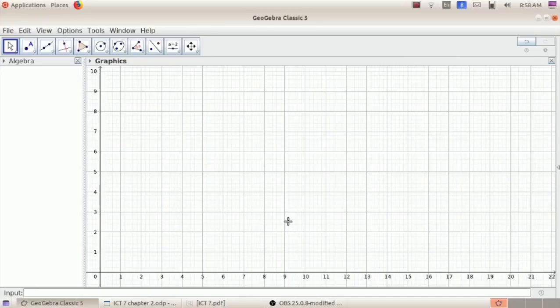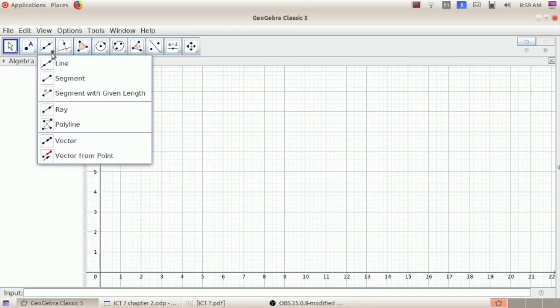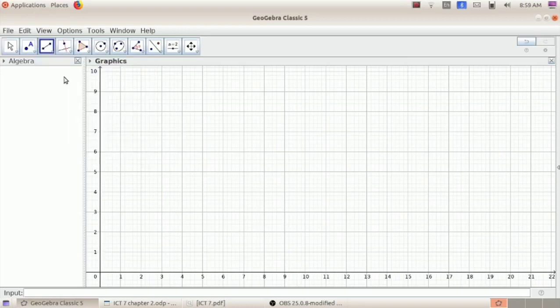So we have opened the GeoGebra application. Our activity is angles in parallel lines. So we have to draw two parallel lines. How to draw parallel lines? For that, select the segment tool and draw a segment. For that, click at a point, move the mouse, then click at another point. Now we got the line segment AB. Now we have to draw another line parallel to this line segment AB.